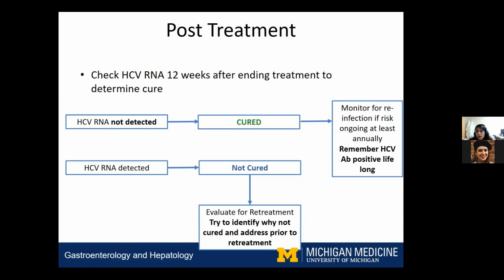And then in patients who are cured, it's important to monitor for reinfection, if the risk is ongoing, at least annually. So if you have a patient who is still engaged in drug use, particularly injection drug use, those patients need to be tested annually with a Hep C RNA. Because remember, they're now antibody positive for life, even after they're cured. So the only way you're going to know whether or not they have it is by checking the viral load once a year.